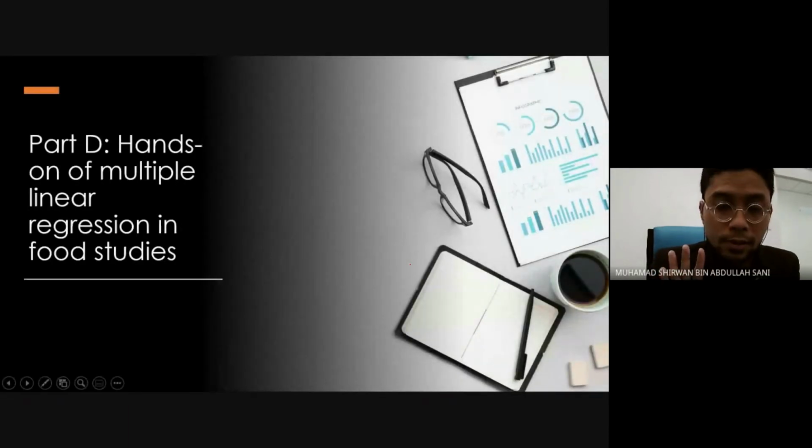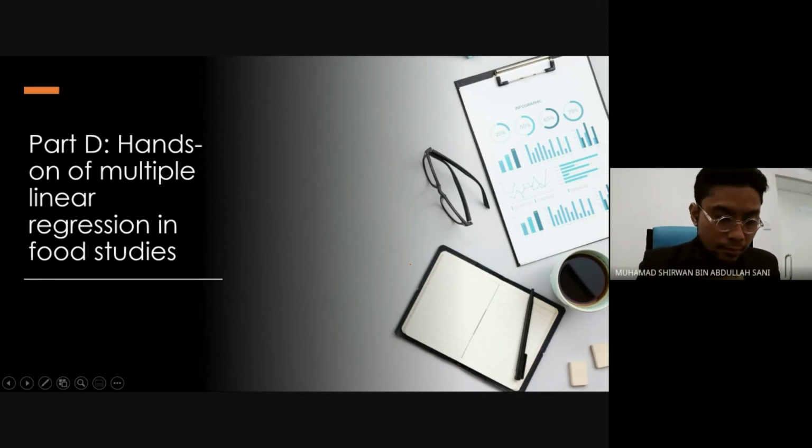Okay, so up to that slide, any questions so far? Rasa pening tak this one? I think dia tak pening, but the application will be different lah. Sekejap ya.